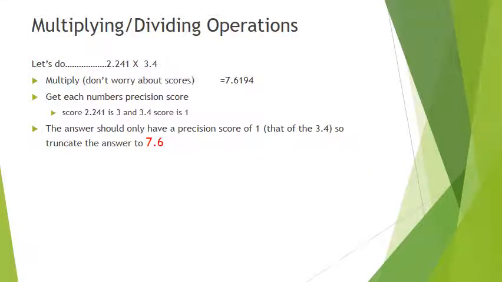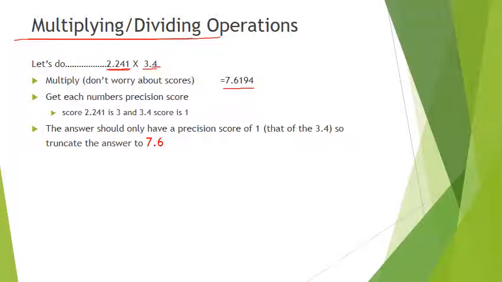Okay, so now we're going to look at the two types of operations: multiplying, dividing, adding, and subtracting. So we're going to do multiplying and dividing first. So let's take these two numbers, 2.241. I have a scale that measured this, and I have another scale that measured this. And I want to multiply the two numbers together, and I want to come up with an answer that tells me how big it is and how precise it is. So the first thing you do, and there are different ways you can do it, but I'm going to tell you the way I do it right now, is just plug it in your calculator. And you come up with 7.6194.